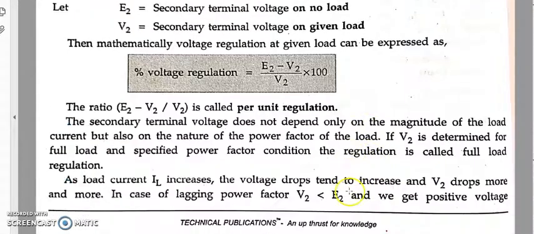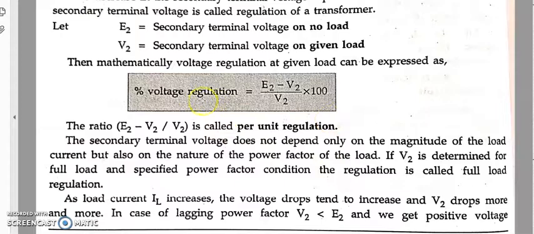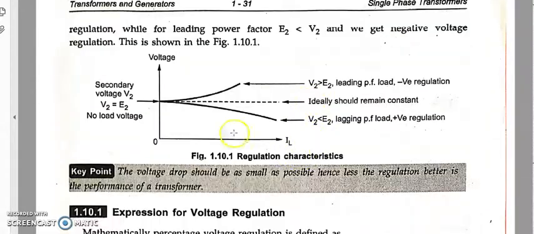There are three cases where your voltage regulation will vary: inductive, capacitive as well as resistive. You can see over here the ideal voltage at the dotted line. What happens? I told you V2 is equal to E2. In that case voltage regulation will be 0.